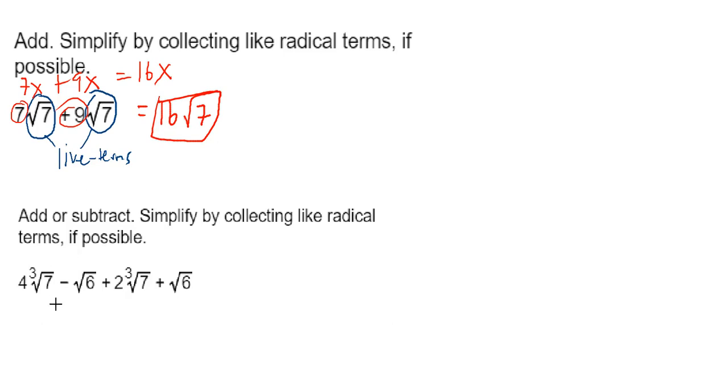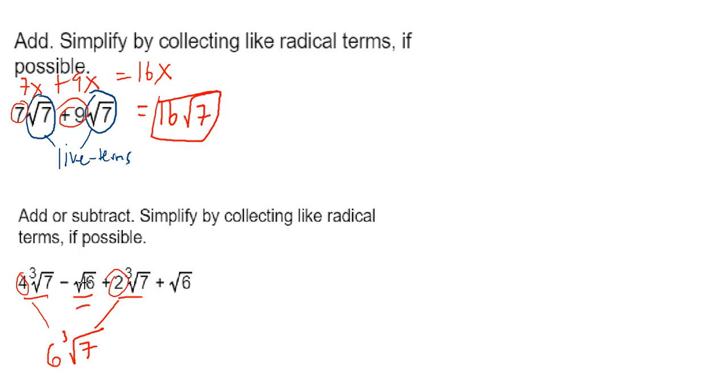For the example here on the bottom, we have 4 cube root of 7 minus square root of 6 plus 2 cube root of 7 plus the square root of 6. So these are not all 4 like terms, but we have a couple of pairs of like terms. So these two terms that both have a cube root of 7, those would be like terms. We combine those together by adding the coefficients in front of them. So 4 plus 2 is going to give me 6. The radical part stays the same, so we'll have cube root of 7.